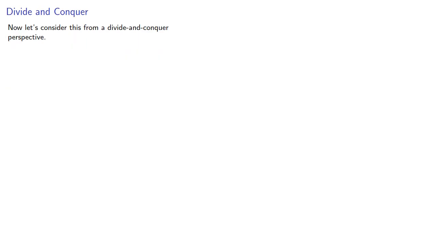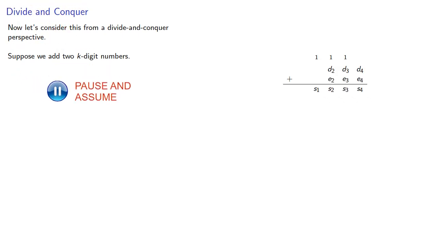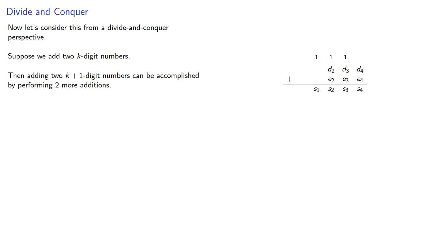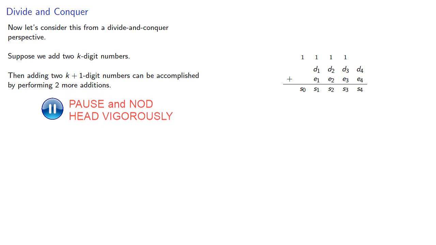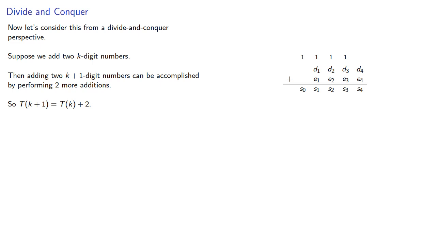Now, let's consider this from a divide and conquer perspective. Suppose we add two k-digit numbers. Then adding two k plus 1-digit numbers can be accomplished by performing two more additions: the addition of the actual digits and this one extra addition of a carry digit. So T of k plus 1 is T of k plus 2, or letting n equal k plus 1 gives us the recurrence relation.